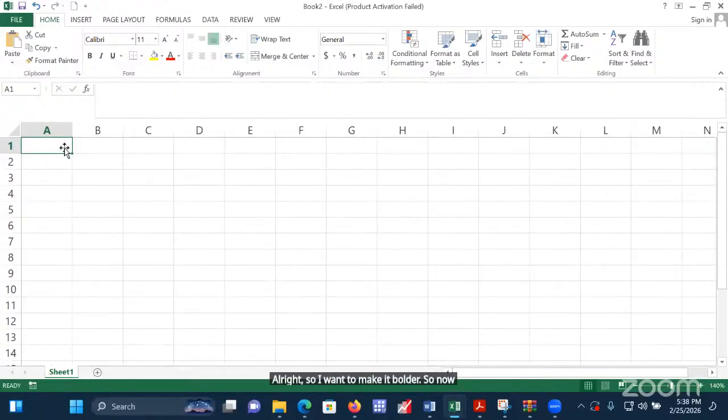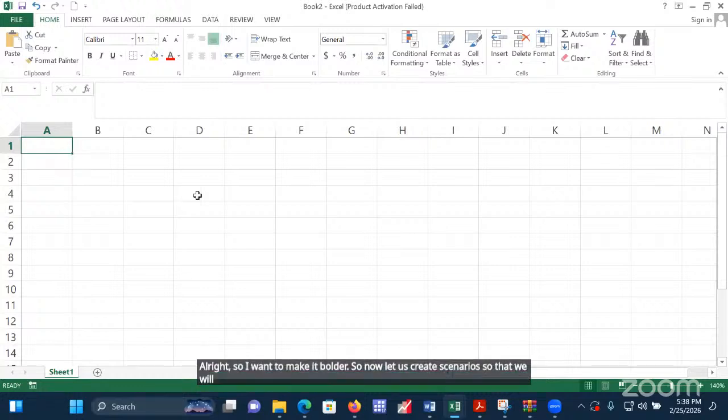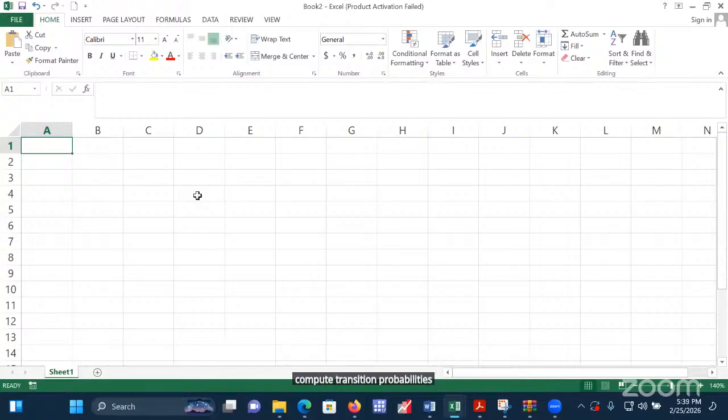So I want to make it bolder. So now let us create scenarios so that we will all compute transition probabilities. So let us assume that you are a big distributor. You distribute cement for Dangote's cement industries, and there are 3 discount levels that you can enjoy, and they have advertised their criteria. If you can sell 100 tons in a month, you will enjoy 20% discount. If you can sell 200 tons, you enjoy 30% discount. Otherwise, you enjoy 0% discount.